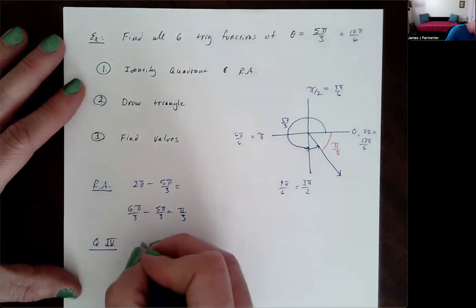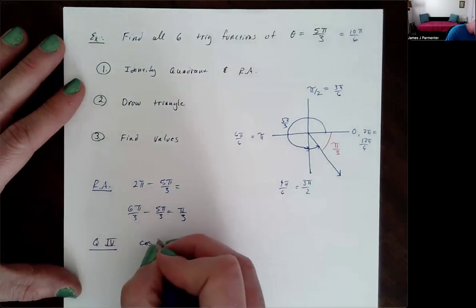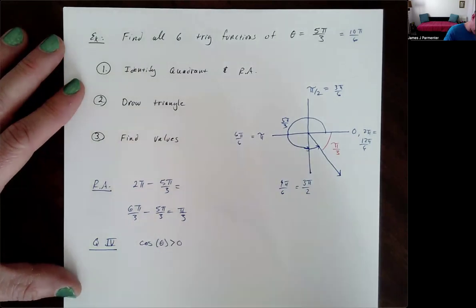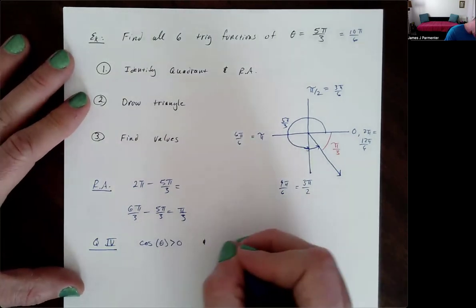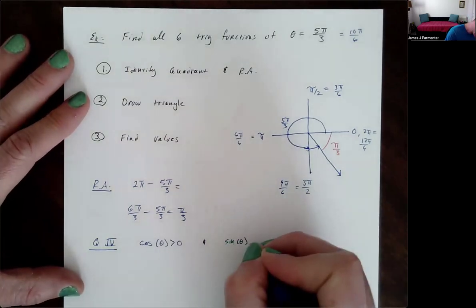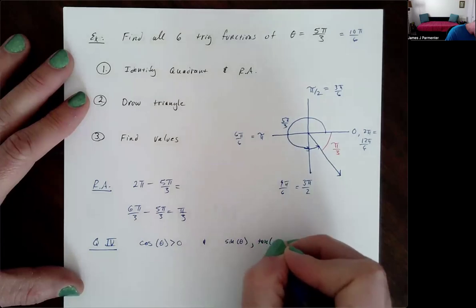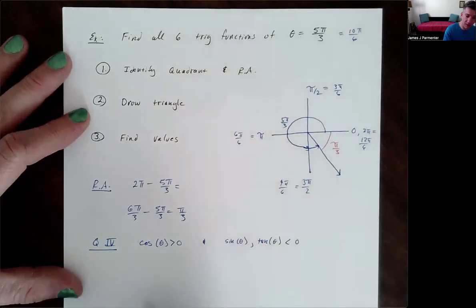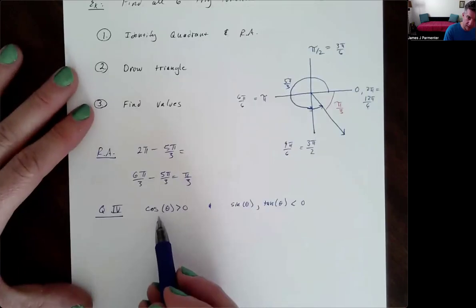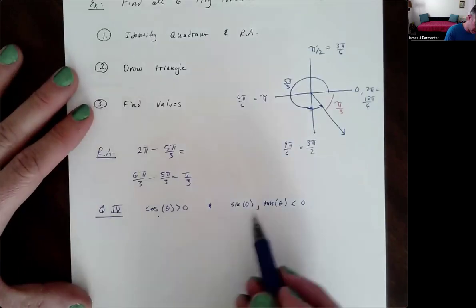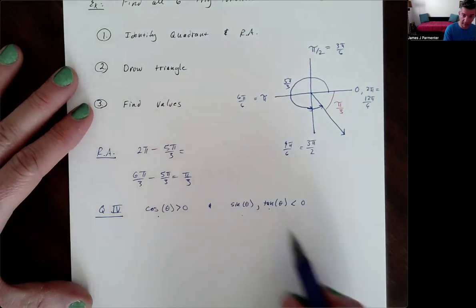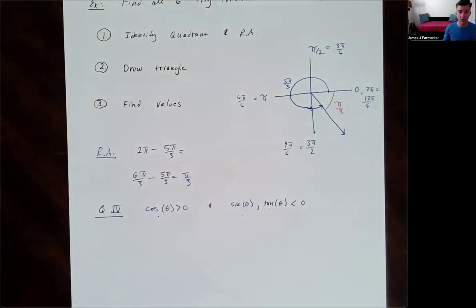In quadrant 4, I know that cosine of my angle is going to be positive, and the other two primary trig functions, sine and tangent, are going to be negative. This also means that the reciprocal function secant will be positive, and these reciprocal functions, cosecant and cotangent, will be negative. So whatever one function is doing, its reciprocal also has the same sign.